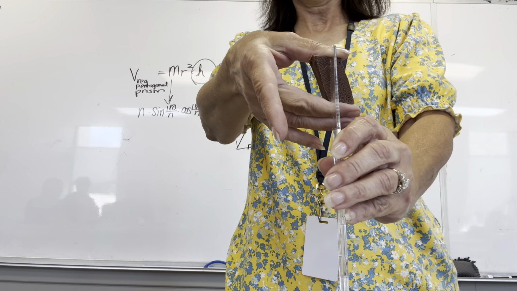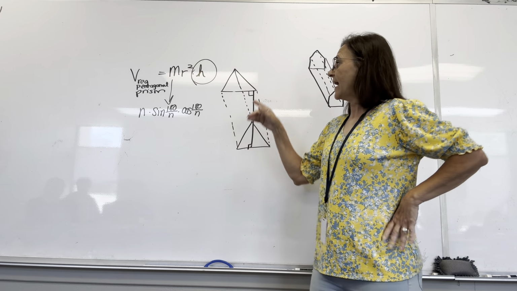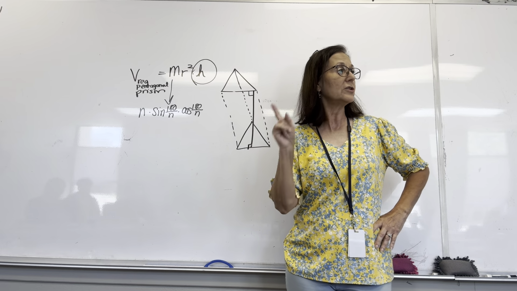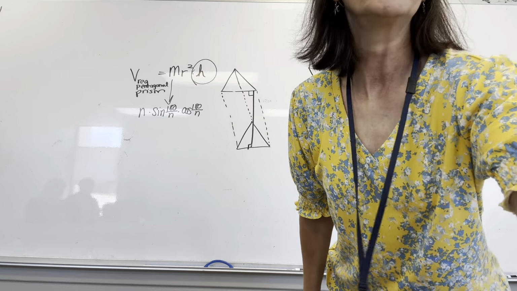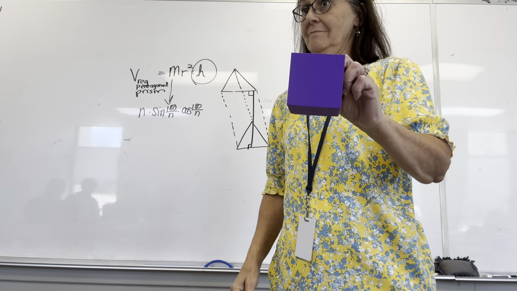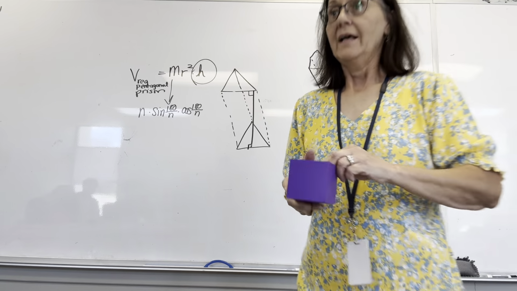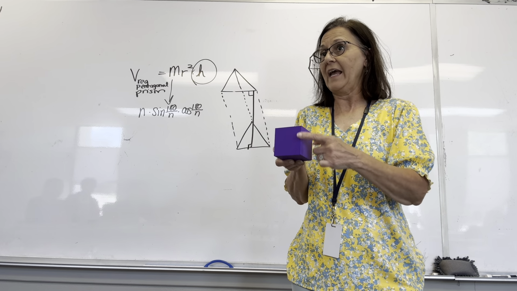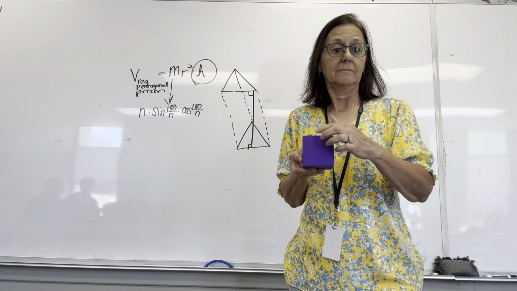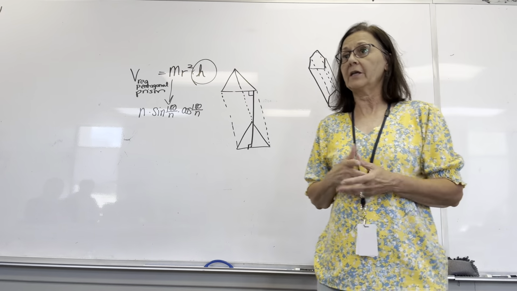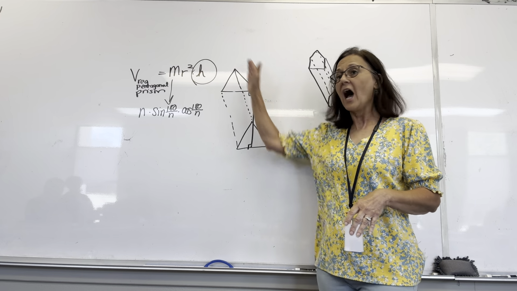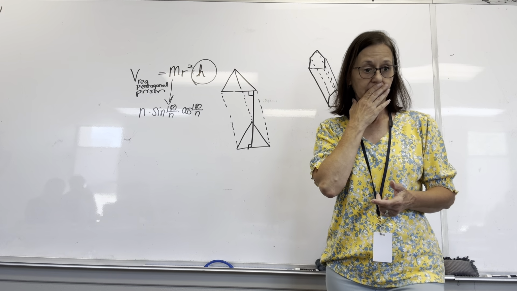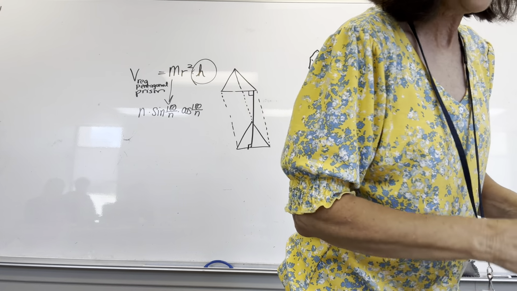Here's what you need to remember. This is why I make a deal about this. The altitude is not necessarily the length of a side. The only time the altitude is the length of a side is if it is a right prism. So the altitude would be this, or even the length of the edge, because the bases are perpendicular to one another. When it's oblique, it's not the length of the side. Got it? All right?